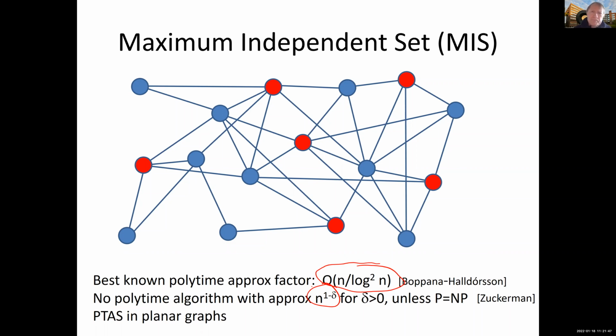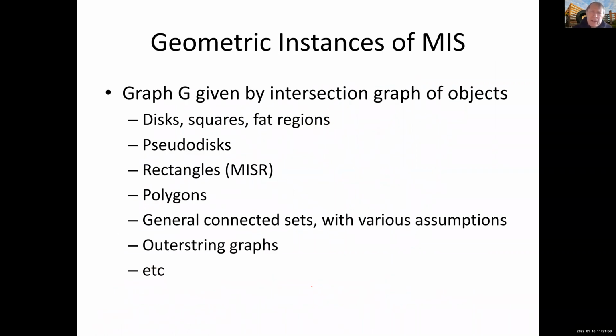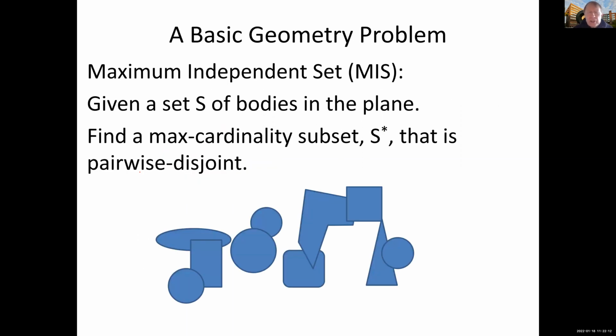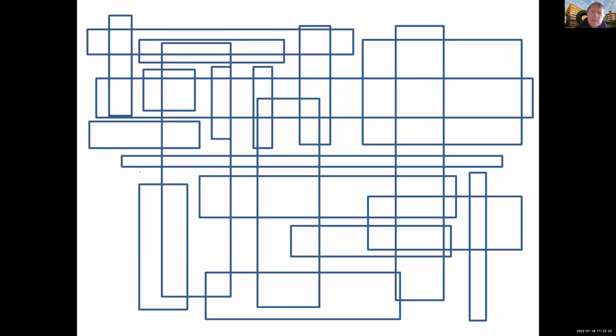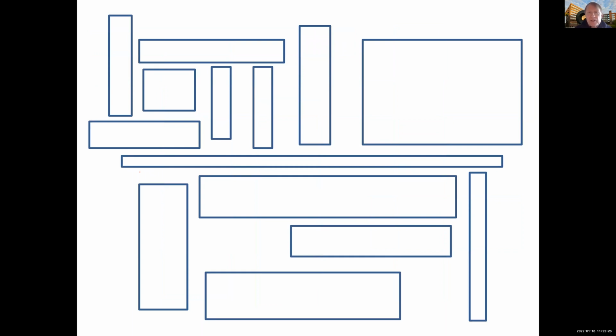We're going to speak today about geometric instances of maximum independent set where there may be special structure that will help us do better. So the graph is given as the intersection graph of a set of geometric objects like disks or squares or fat regions, pseudodisks. The particular problem today is that of axis-aligned rectangles. It's a basic geometry problem. Given a set of bodies in the plane, find a maximum cardinality subset that's pairwise disjoint. For rectangles, the input might look something like this, and we're seeking a subset of independent rectangles like this.